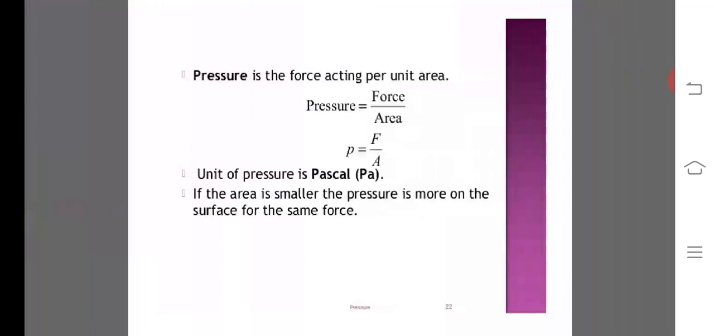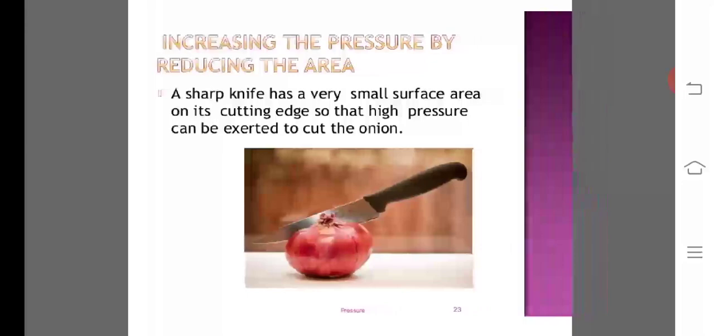If the area is smaller, the pressure on the surface is more for the same force. Increasing the pressure by reducing the area: as I have told you, area is inversely proportional to pressure. That means if the area is reduced, the pressure can be increased. For example, when we cut vegetables or fruits with a knife, we always use the sharper side of the knife. Why? Because the area is less. That means if we reduce the area, we can increase the magnitude of pressure.